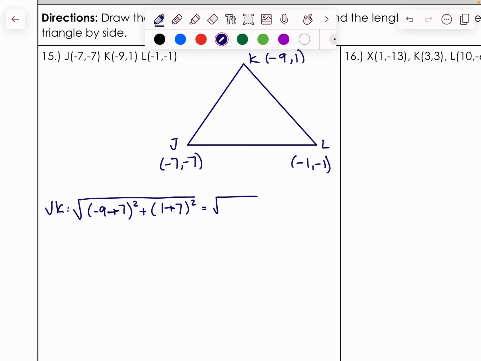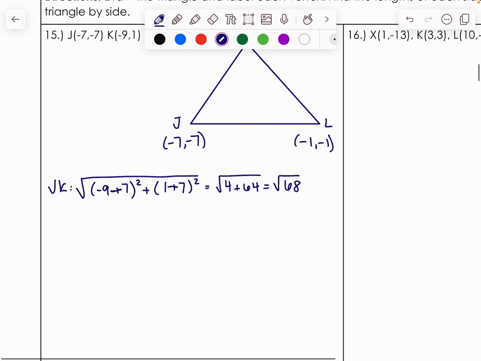Okay, so -9 plus 7 is -2, and then -2 squared is going to be +4. All right, and then 1 plus 7 is 8. 8 squared is going to be 64. So this comes out to be square root of 68. Okay, so then let's do KL next.